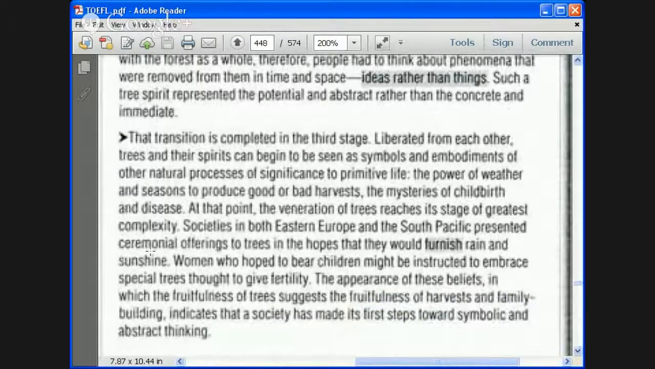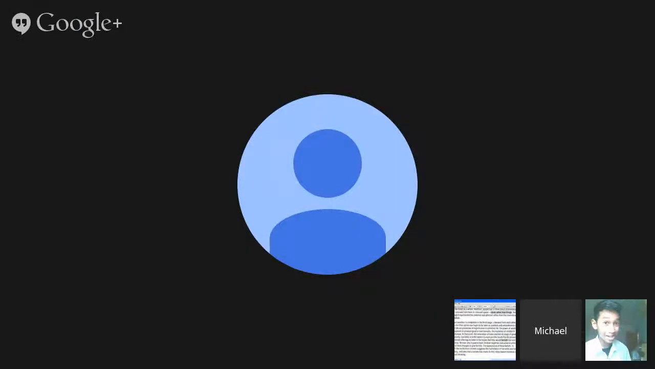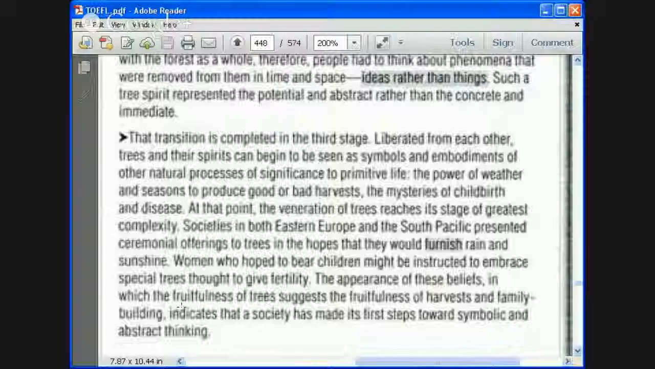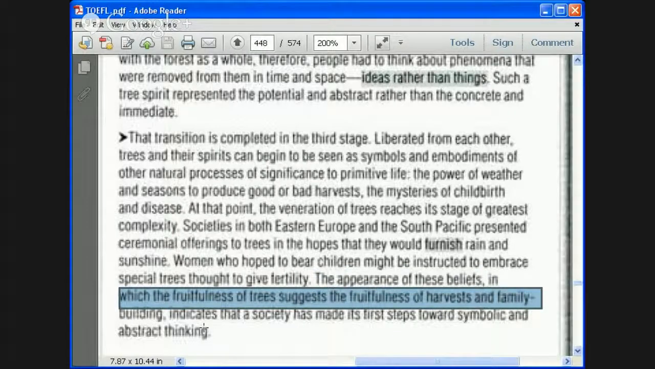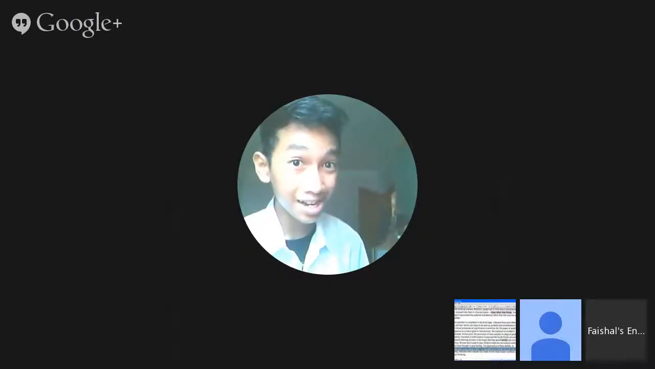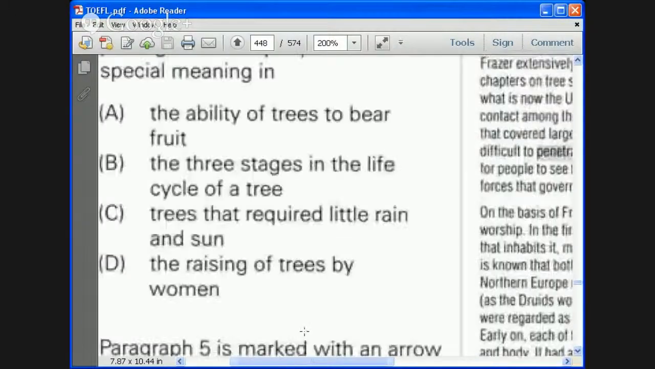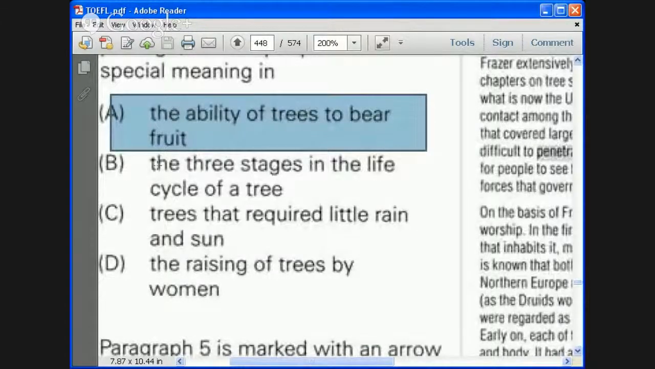Where did you see that? I get the gist of the paragraph. By reading overall, the overall gist is just that sentence. I don't see any 3 stages of the life of a tree anywhere. However, what I do see is the appearance of these beliefs in which the fruitfulness of trees, which means the ability to make fruit, suggests the fruitfulness of harvest and family building. I see a lot of fruitiness going on here. I agree. I'm not going with A here. I don't see any 3 stages here.